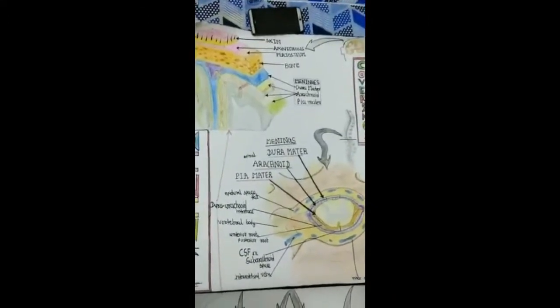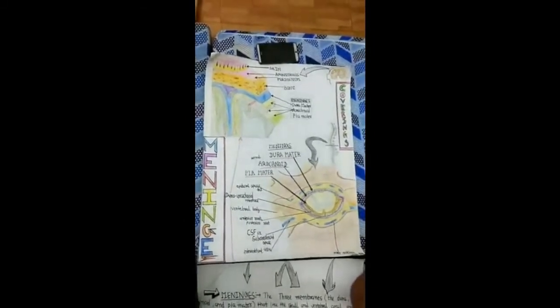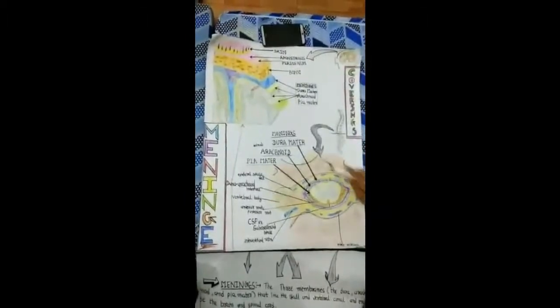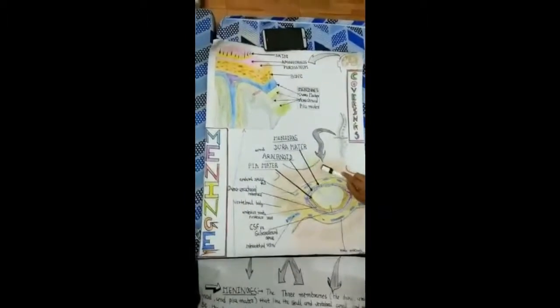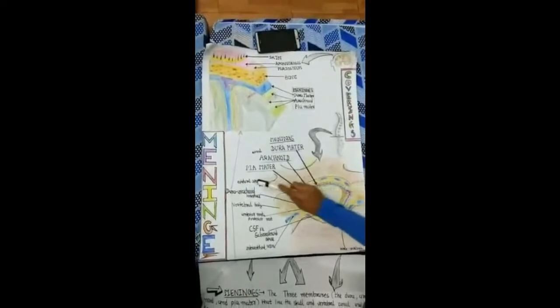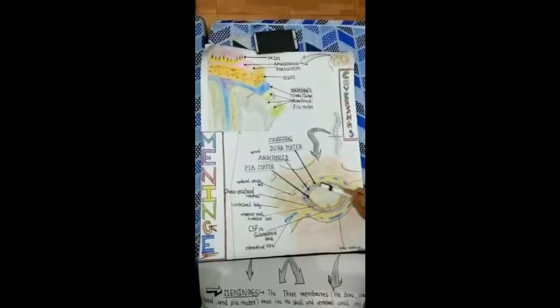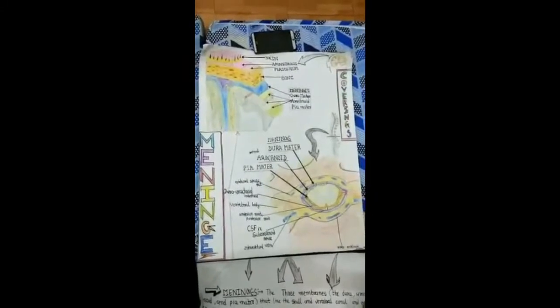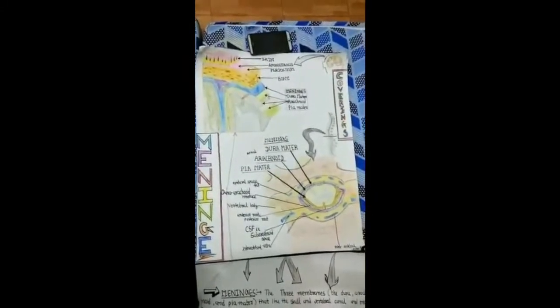It is conventionally described as two layers: the endosteal layer and the meningeal layer. This is the epidural space, the space between the dura mater and the periosteum of the compact bone. It consists of fat and the intervening vertebral plexus.